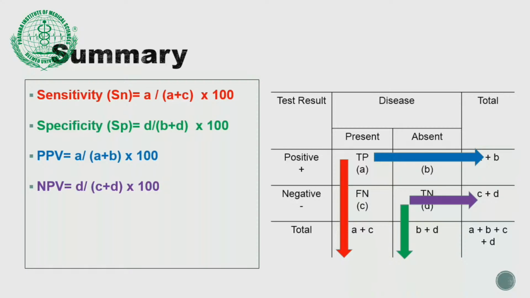Similarly, for predictive values, you can draw arrows along the rows. For positive predictive value, a long arrow on the first row, that is A upon A plus B, and for the negative predictive value, a short arrow on the second row, that is D upon C plus D into 100.